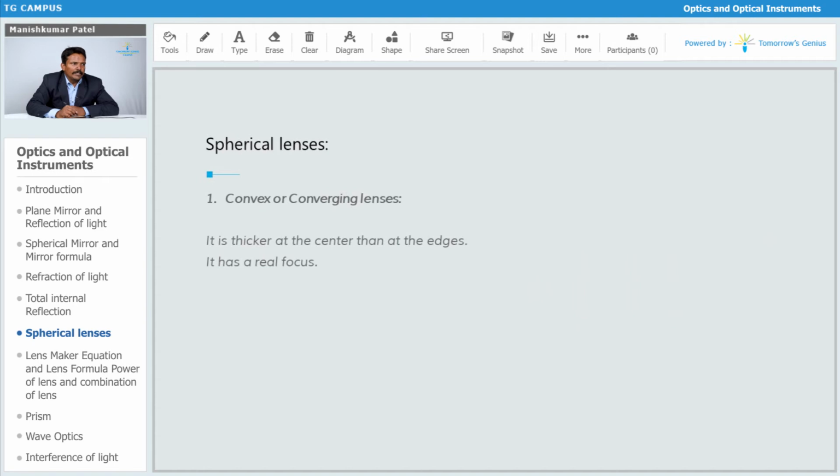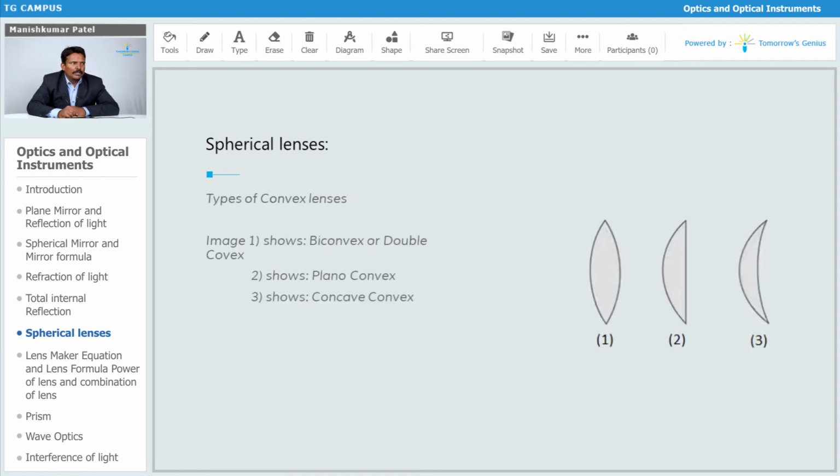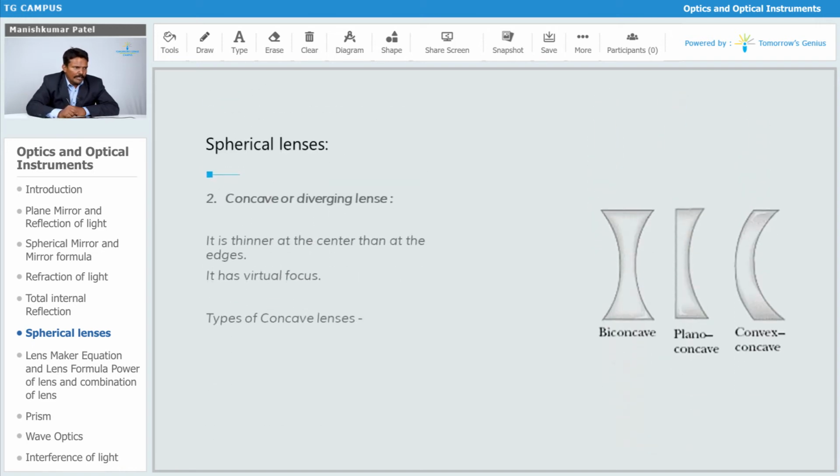Again, what I told you, convex is a converging lens. It is thicker at the center than at the edges, and it has a real focus. The types of convex lenses that we have shown here are biconvex or double convex, then plano convex, and concave convex. So these are the types of convex lenses.